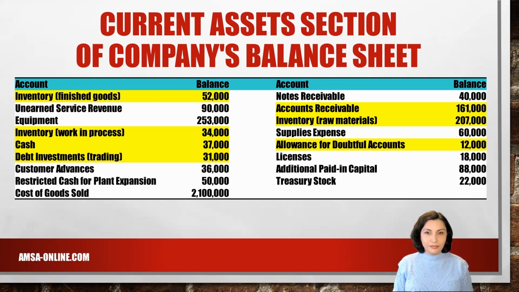The following 3 accounts will not be included in the current assets section. Since we know from the additional information provided that licenses are amortized, we assume it is a long-term asset. Additional paid-in capital is an owner's equity account.